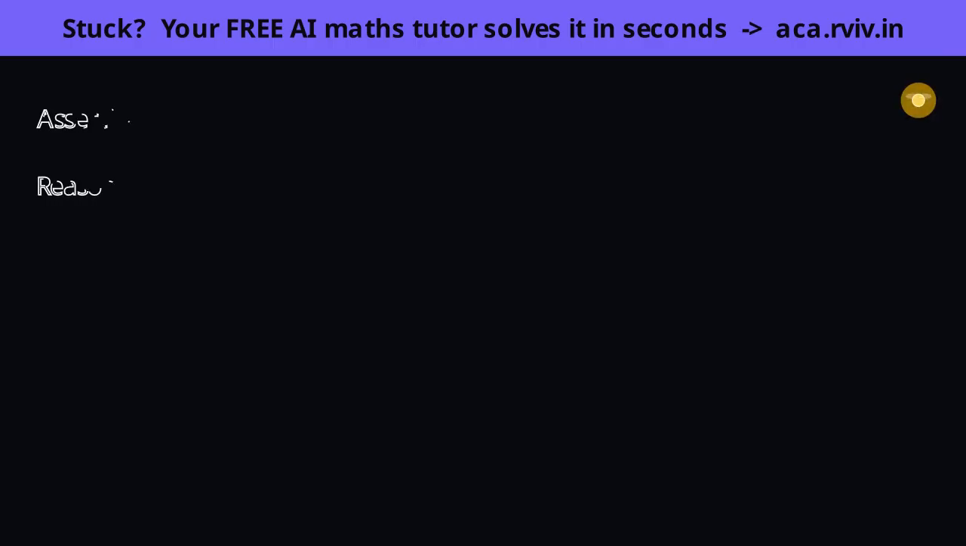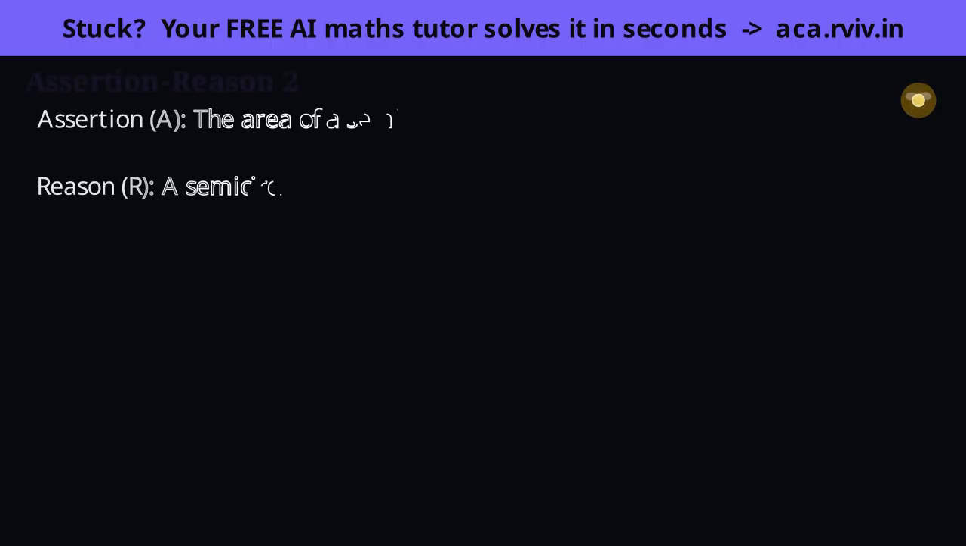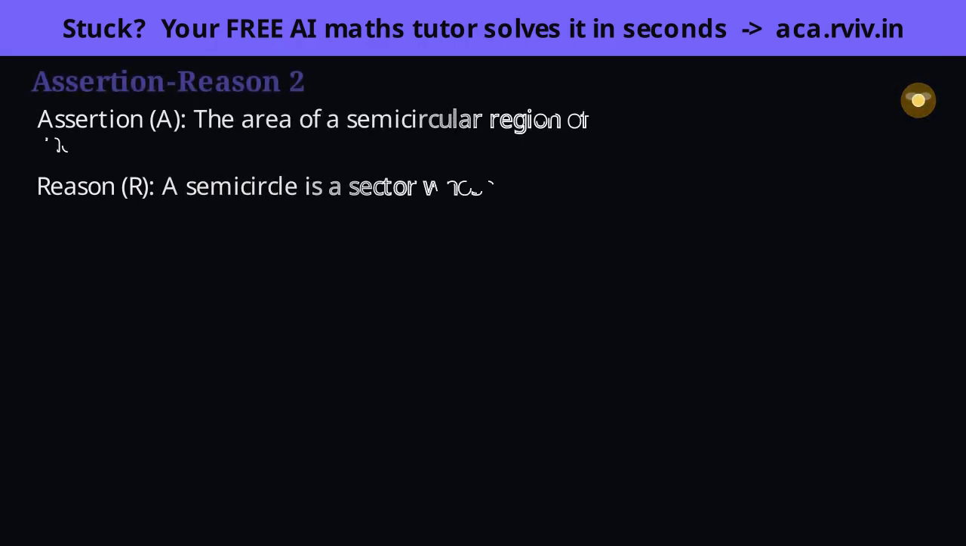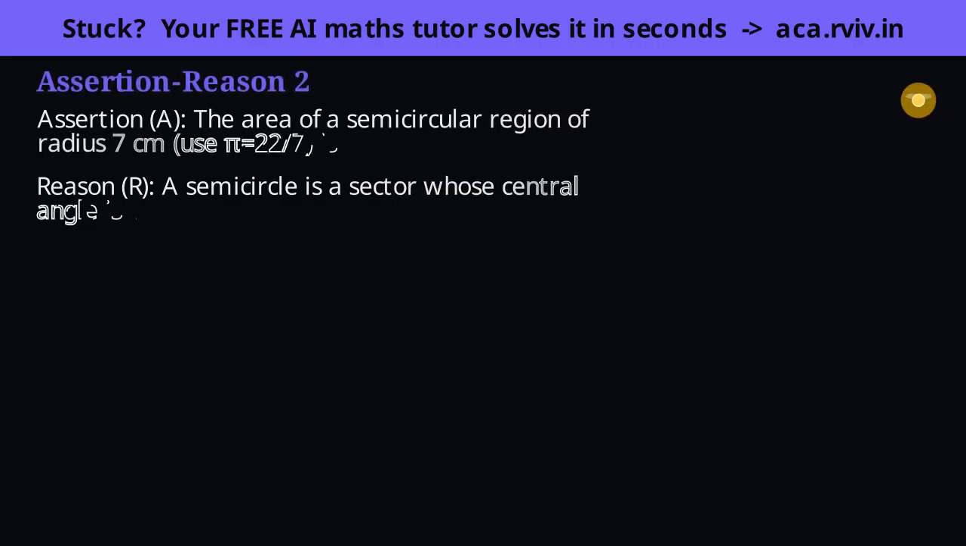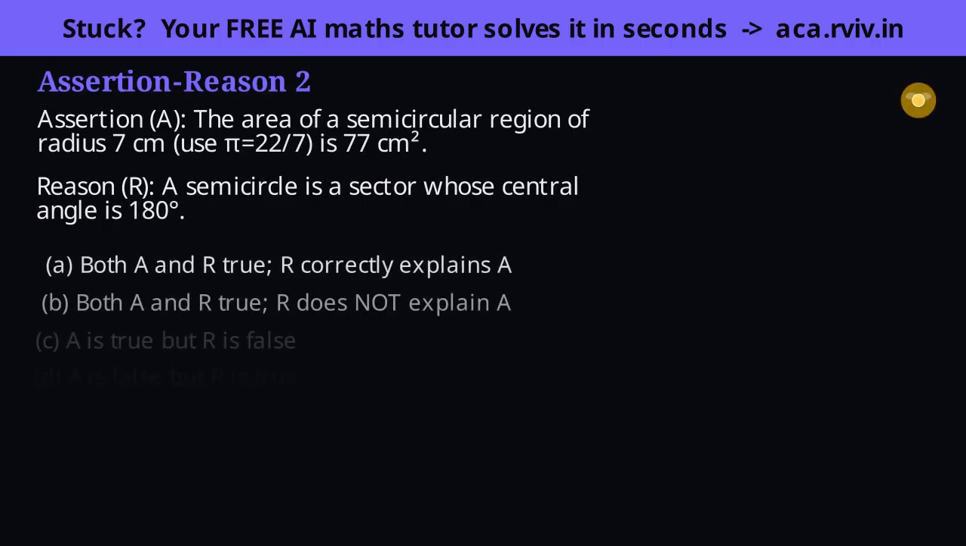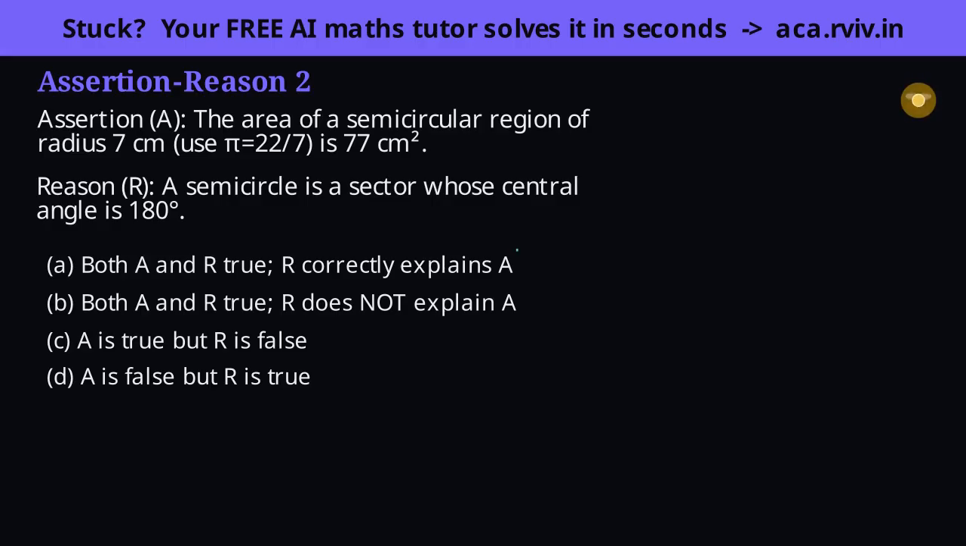Same three-part drill. But this one hinges on the reason's clever claim that a semicircle is really just a sector of angle 180. If that's true, the assertion follows from it, so check the idea as much as the arithmetic. Which option is correct? The reason is spot on.